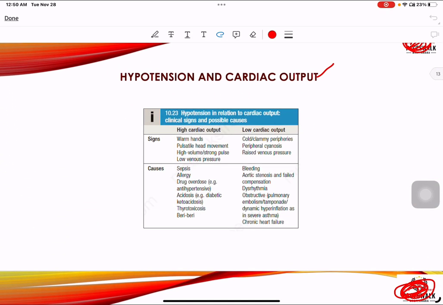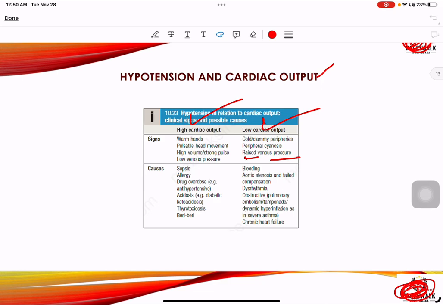Hypotension and cardiac output. Sometimes a patient may develop hypotension or shock. There are two types of cardiac failure: high output cardiac failure and low output cardiac failure. In low output cardiac failure, the patient will have cold periphery, peripheral cyanosis, and raised JVP, raised venous pressure.